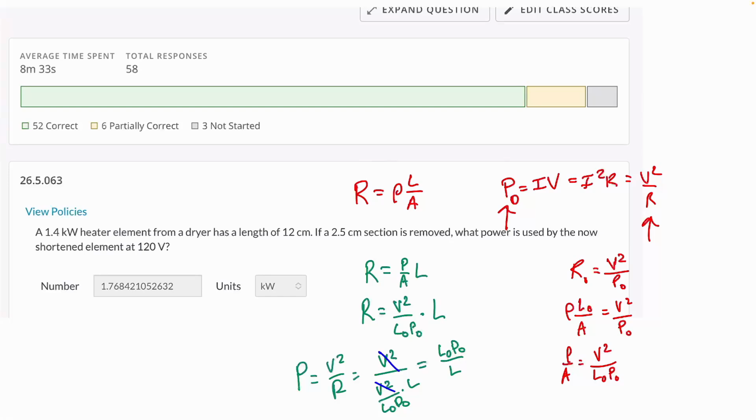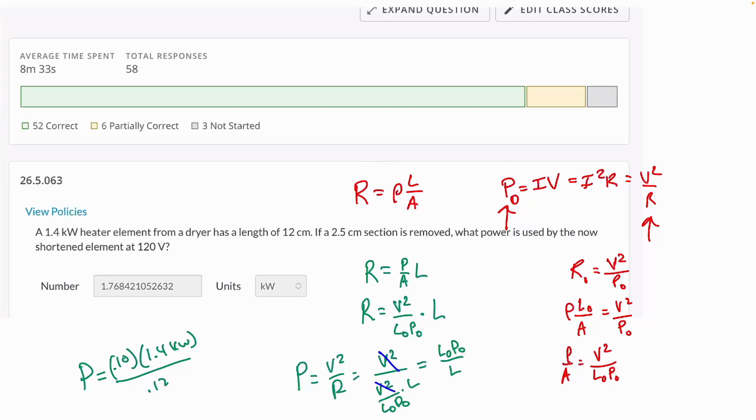So now my new power should be L, 0.10, times power naught, 1.4 kilowatts, all over my original length, 0.12. So it's whatever that number is. What's 0.1 divided by 0.12 times 1.4? 1.17.